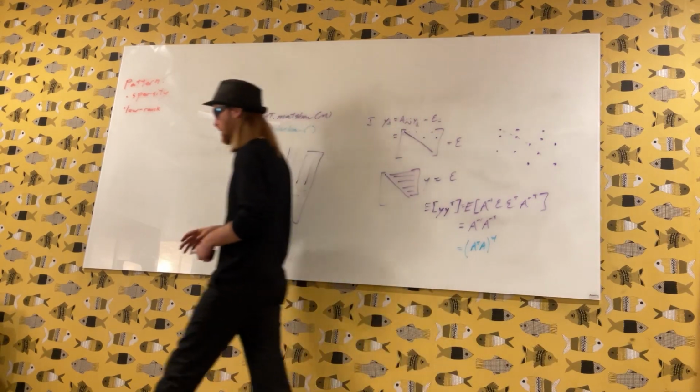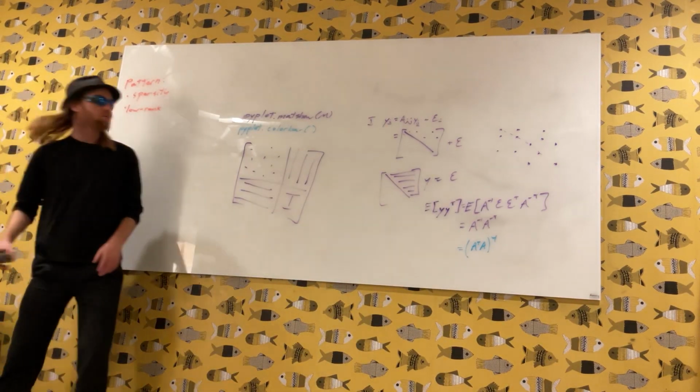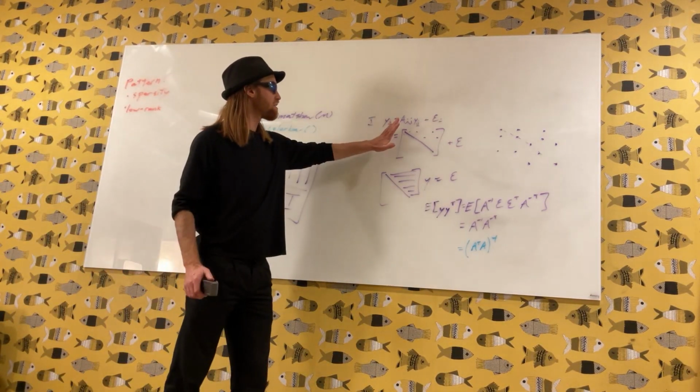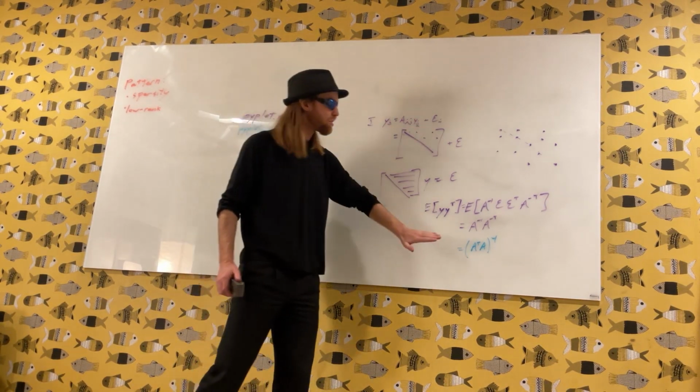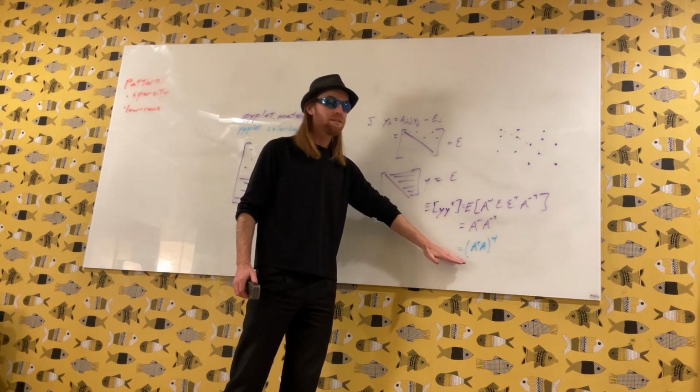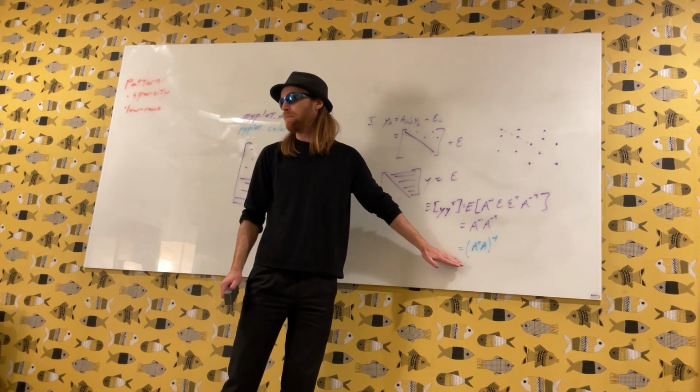Main takeaway of all that is, if you are looking at covariances in something that has sparse interactions, then probably what you want to do is invert the covariance matrix and look for a sparsity pattern in that.